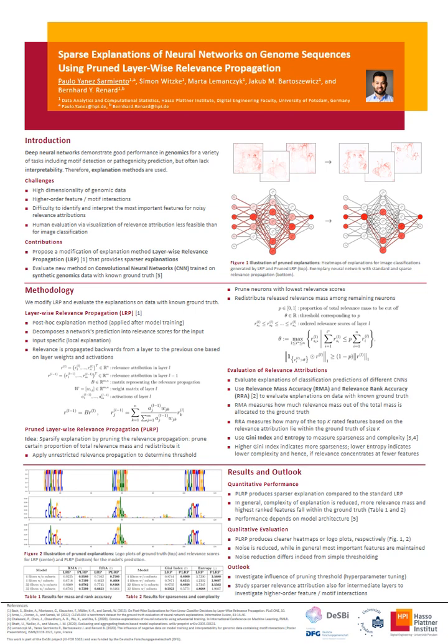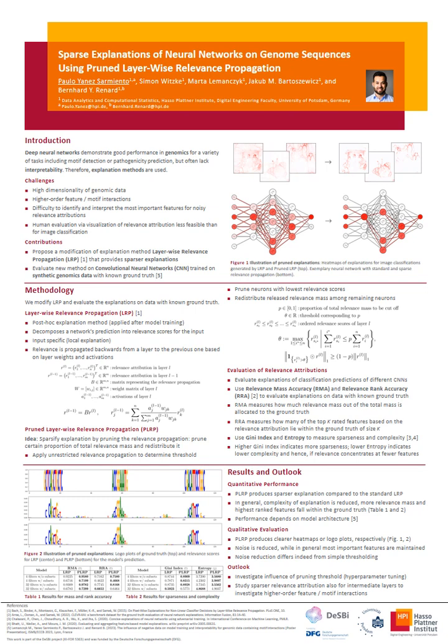However, in genomics, we often face certain challenges in this context. We often have high dimensional data, and this data contains higher order feature or motif interactions. Often it's difficult to identify and interpret the most important features because of noisy relevance attribution. And in contrast, for example, to image classification, human evaluation via visualization of the relevance attribution is less feasible.